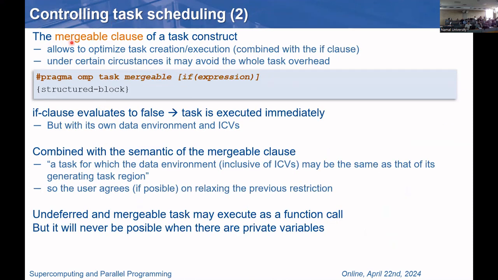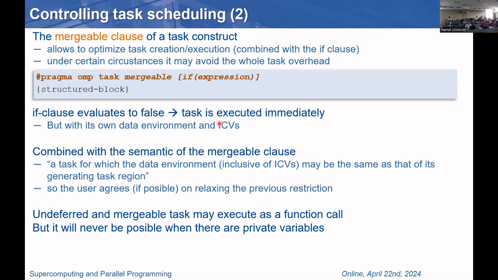The mergeable clause allows you to optimize task creation and execution combined with the if clause. Under certain circumstances, it may avoid the whole task overhead. So here you say the task is mergeable if this expression is true. If the if clause evaluates to false, the task is executed immediately, so it's actually merged. But in this case, we keep creating the data environment, which is good for some reasons, because maybe you are accessing some of the variables and you actually want them from the task.